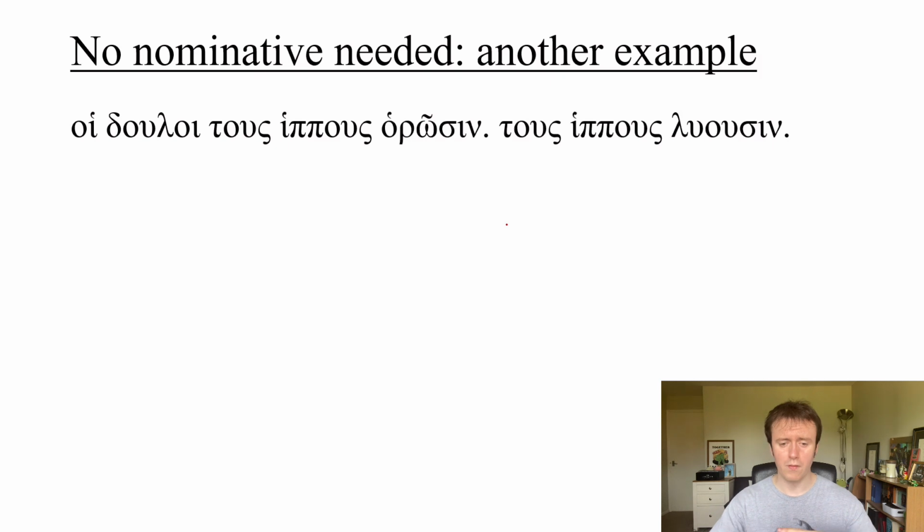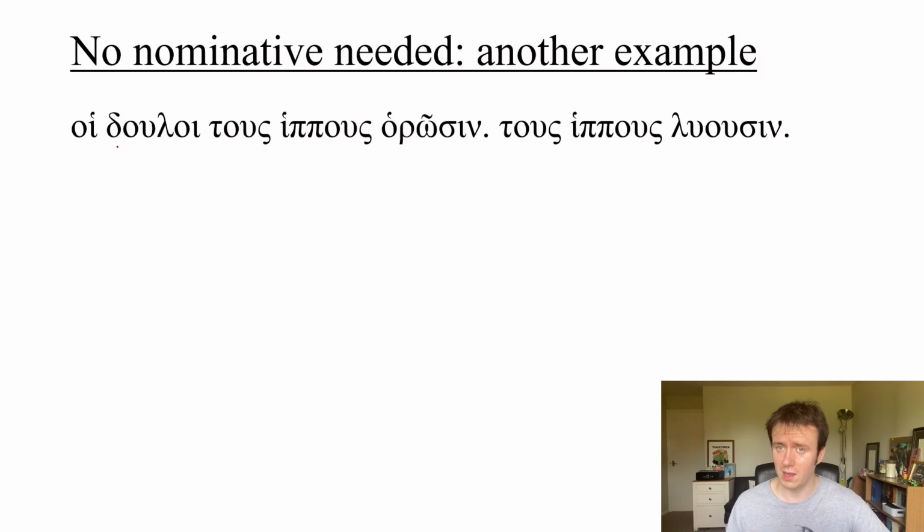So for example, if we came across the two sentences, hoi duloi tus hippus horosin, tus hippus liusin. Here, we've got this tus hippus liusin sentence in some context, okay? We've got one sentence before it, and that'll give us an idea about who's probably doing the action in the verb liusin, who that they is referring to. So if we look at this first sentence, this should be translated as the slaves, namely hoi duloi.